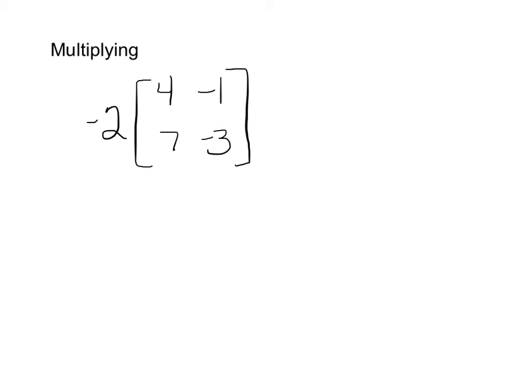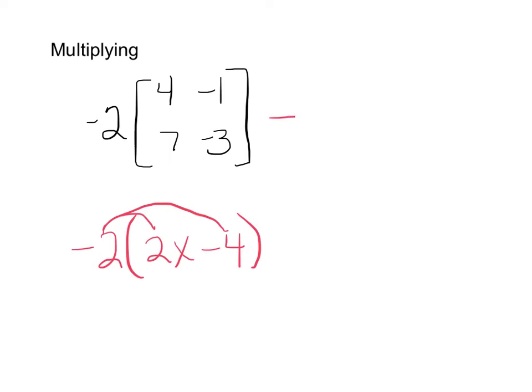Alright, next one's multiplying matrices. Well, here we have a -2 outside a matrix. It is just like having a -2 outside parentheses. If we have a -2 outside the parentheses, the -2 gets multiplied by everything inside. Matrix is the same way. We have to take your -2 times your 4, and we get -8. You notice it goes in the same position as the 4.